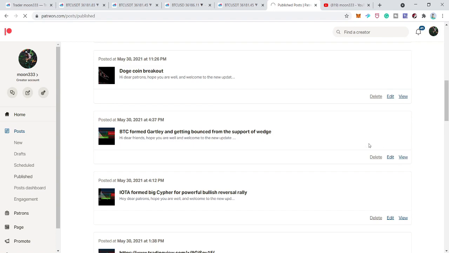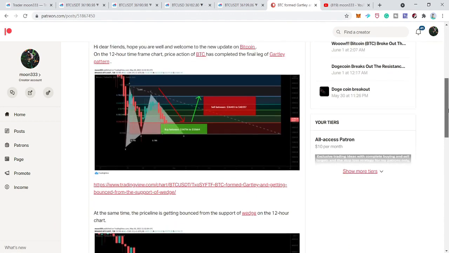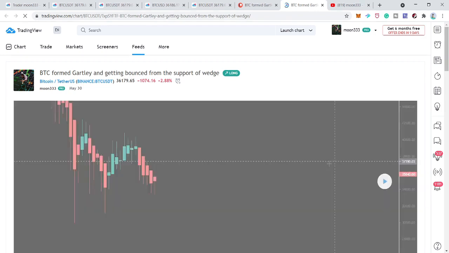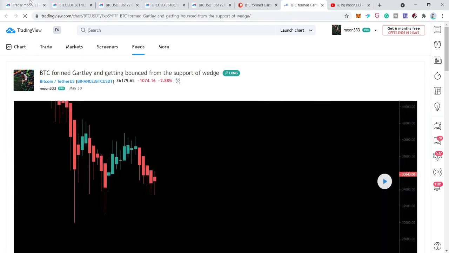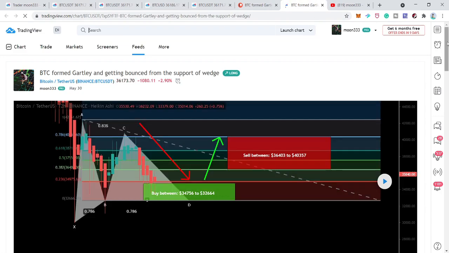You can see that at that time the price action of Bitcoin completed this bullish reversal harmonic Gartley pattern and entered in this buying zone, or this potential reversal zone of this bullish Gartley on the daily time frame chart. Now I'm just going to play this chart to show you how the price action turned bullish and also broke out the resistance of this down channel that was formed on the 4-hour chart.